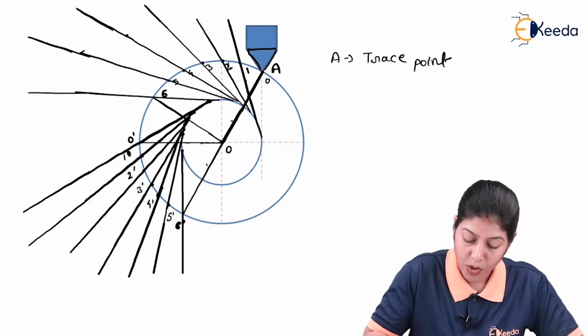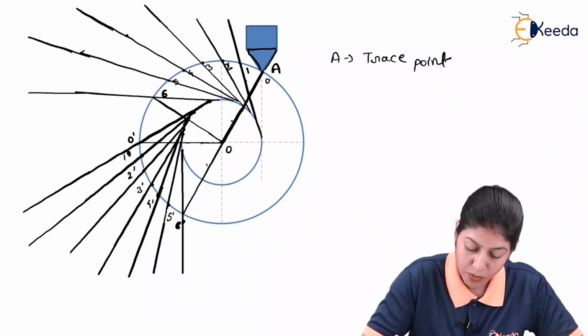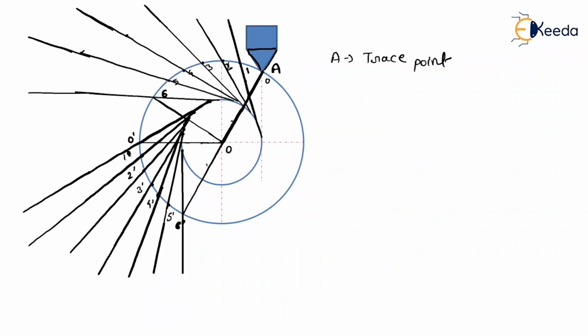So from this point 1 we will mark 1B, then 2C, then 3D, then 4E, then 5F and 6G. So we will join these points. So this is for the outstroke.